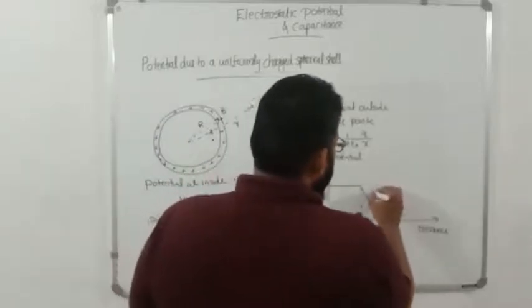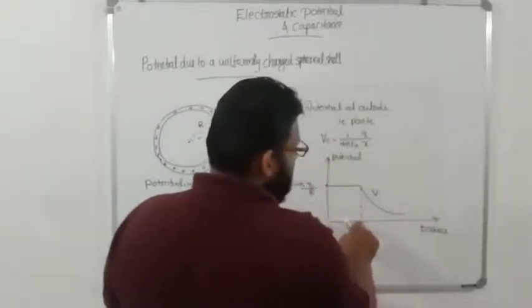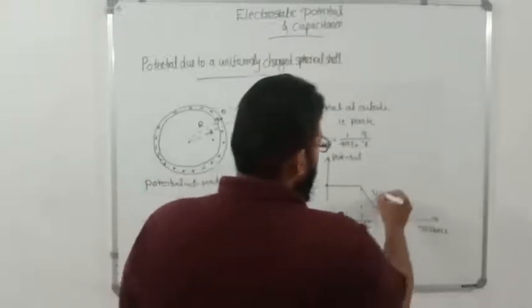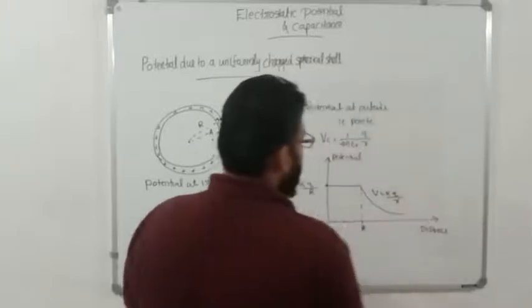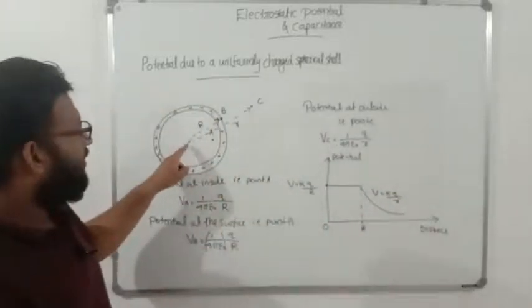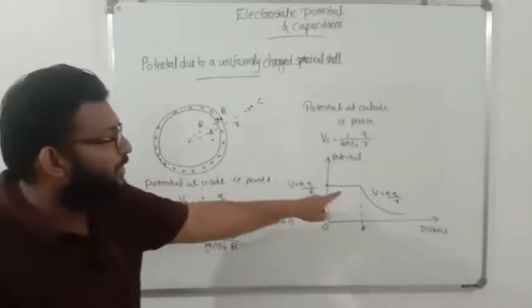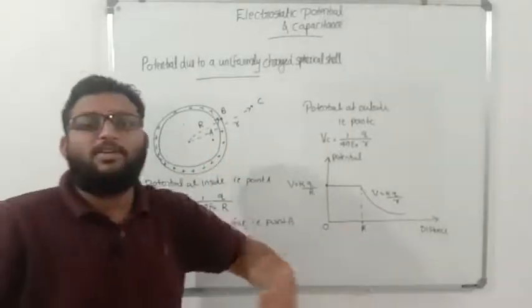Now, if you come to the region where the distance is greater than R, it is equal to kq by small r. So, from any inside point to the surface, potential is constant. Thereafter, potential reduces.